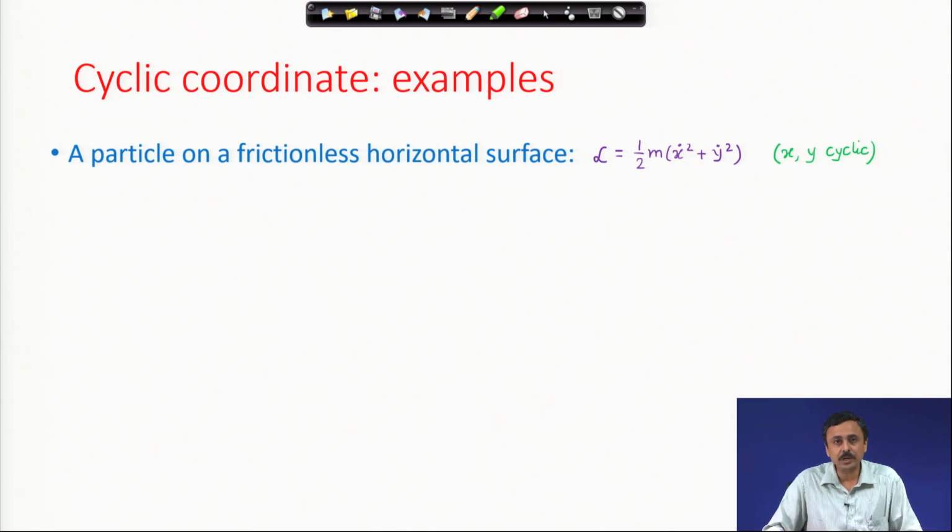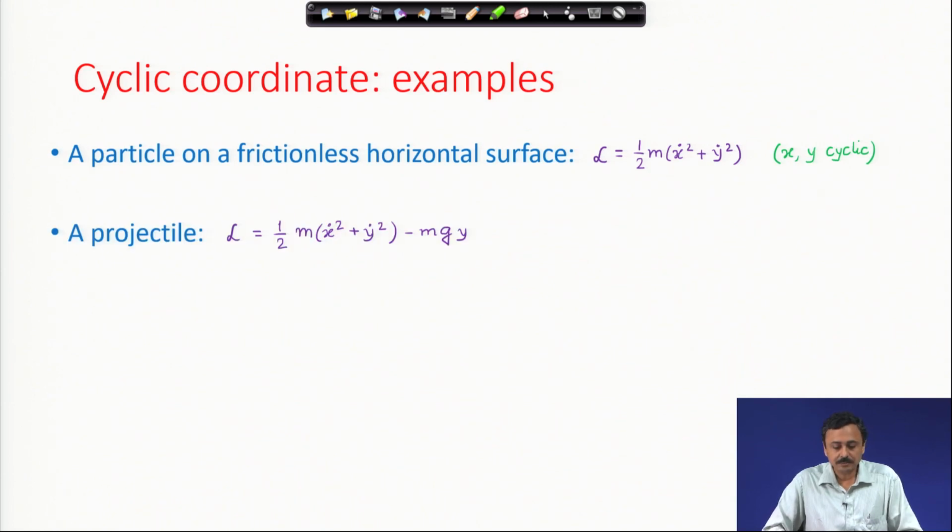And if you just do that calculation, what is the momentum conjugate to x? It is m x dot, which means linear momentum in the x direction. Similarly, the momentum conjugate to the y coordinate is m y dot, and that is linear momentum in the y direction. So, both of them are conserved, as there is no other external force.